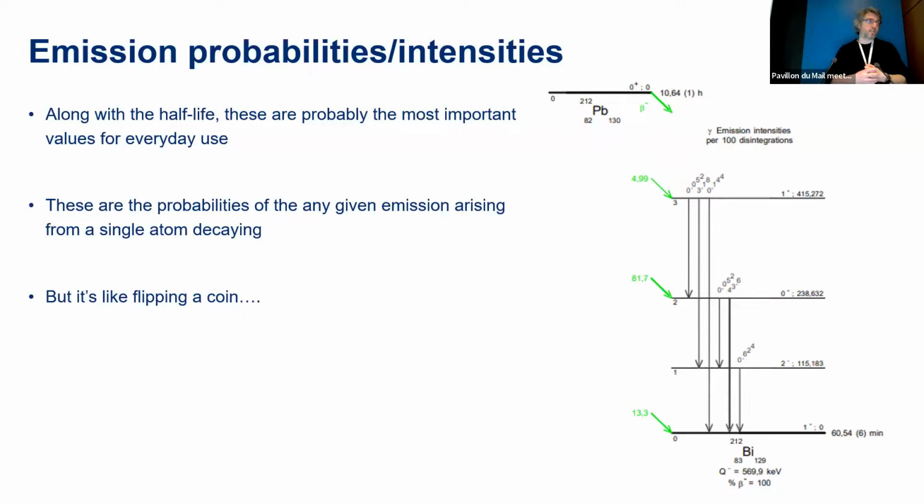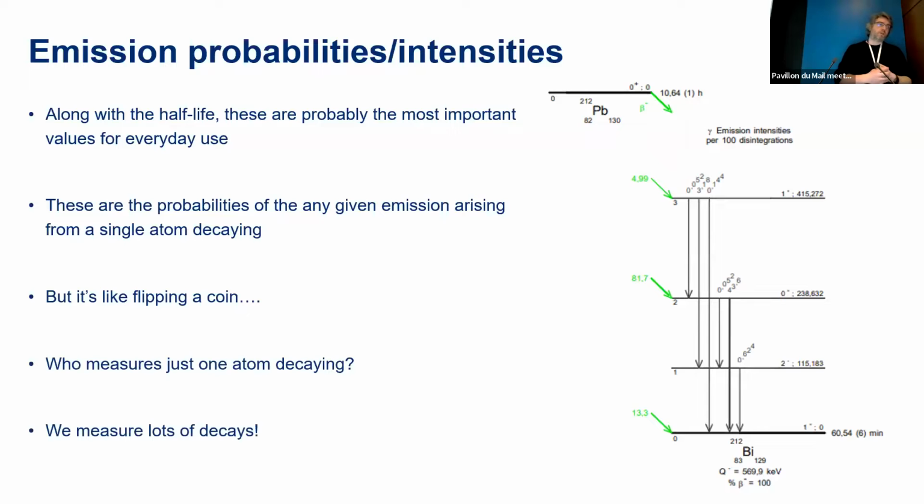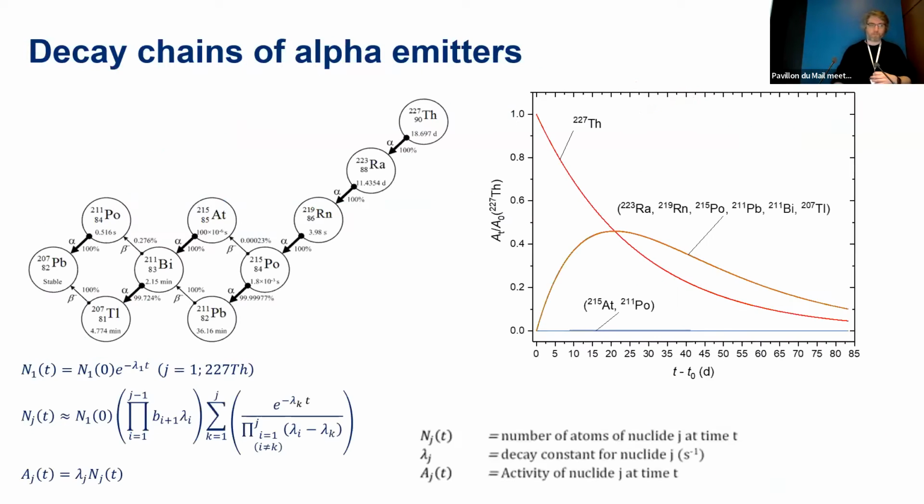But as a stochastic process, it's like flipping a coin. So we could flip a coin 6 times, we could get 6 heads. The probability is very small, but when we're measuring radioactive material, we're not just measuring one atom decaying, we're measuring lots of decays. So at which point these numbers, these emission intensities, probabilities, we can almost think of them as a constant value when we're having such a large number of decays.